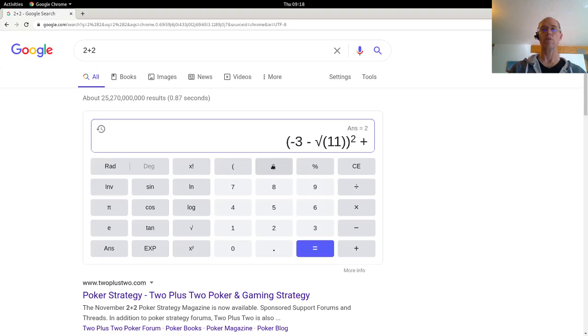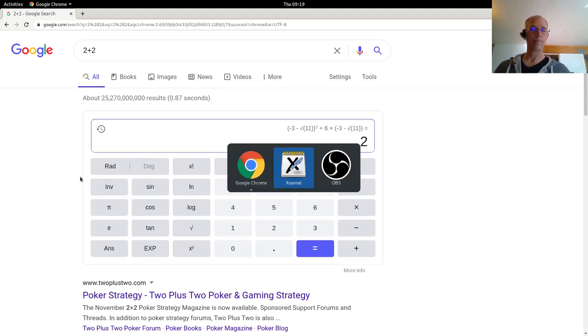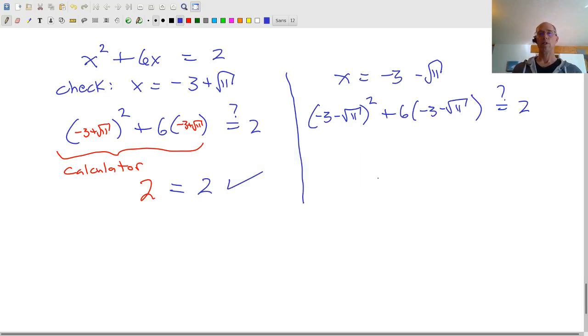And then I want to add to that parentheses, 6 times parentheses. Double check my notes, make sure, minus the square root of 11. Close the square root, close the difference, and I think I typed it right. Calculator says that is a 2. And according to my notes, that's a good thing. So on my calculator, I got a 2. The other side is a 2, so it does check.